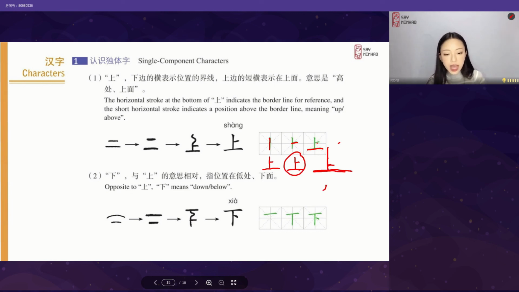Next one is 下, which means down, below. Okay, this is just reversed 上. Just reversed 上.